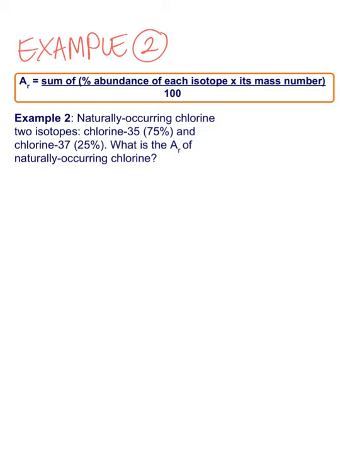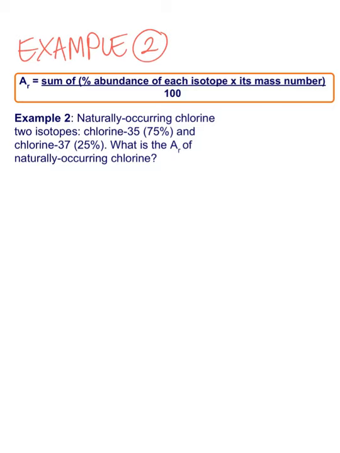My final example is chlorine. So it says naturally occurring chlorine has two isotopes, chlorine 35, and there is a 75% abundance of it, and chlorine 37, which has a 25% abundance. So again, all we're going to do is use the equation here in the box, and we're going to plug in the numbers that the question has given us.